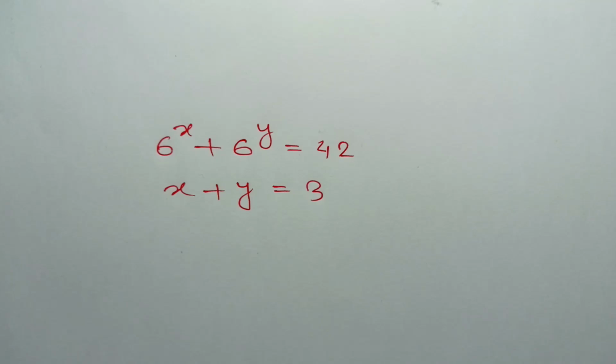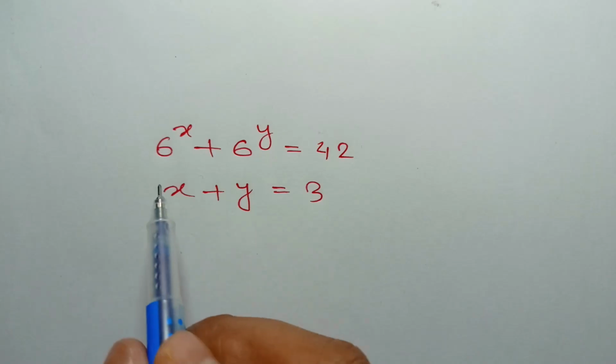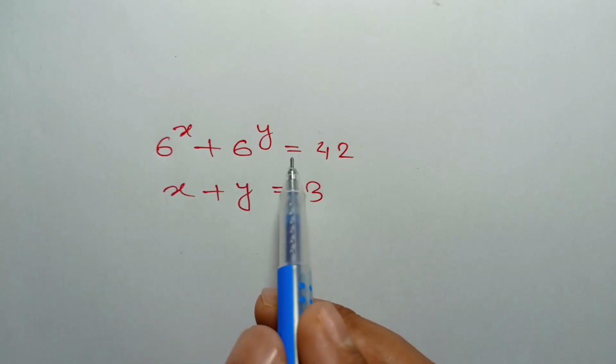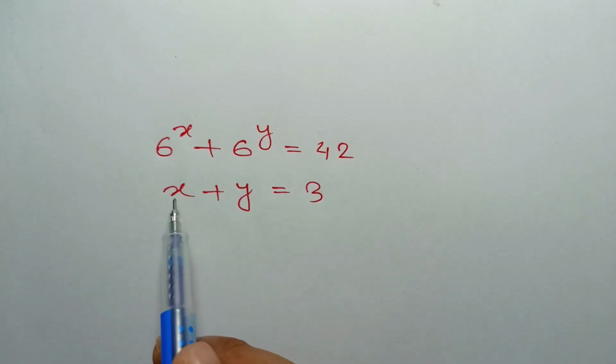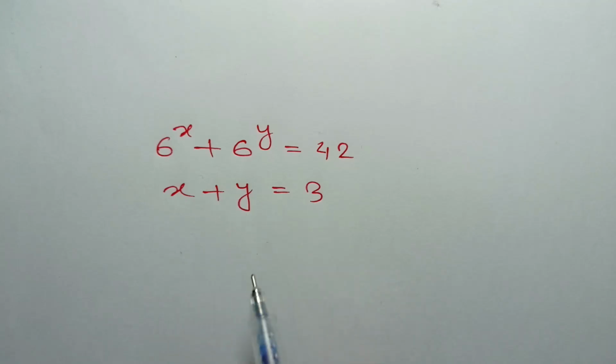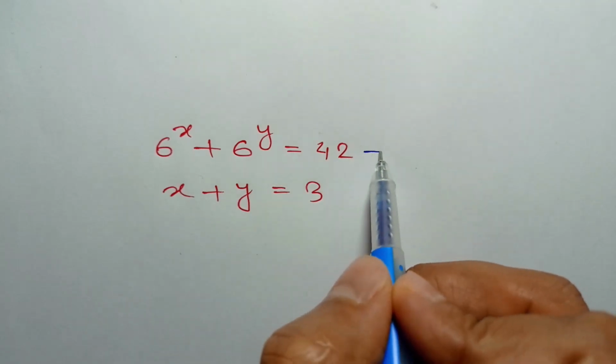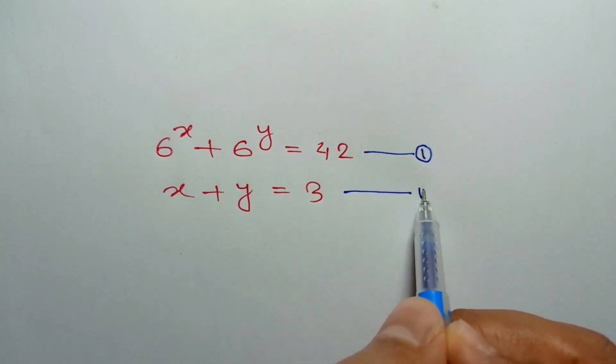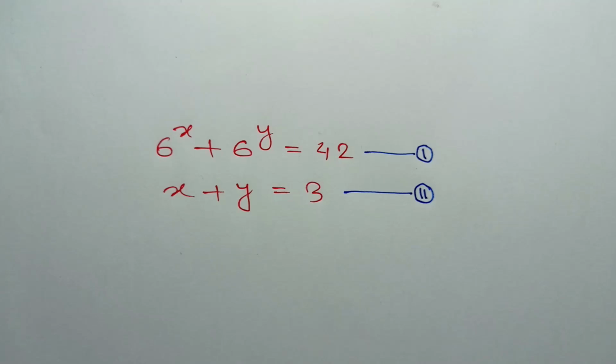Hi everyone, in this video I am going to show how to solve this system of equations: 6 to the power x plus 6 to the power y is equal to 42, and x plus y is equal to 3. Let's call it equation number 1 and this one equation number 2.